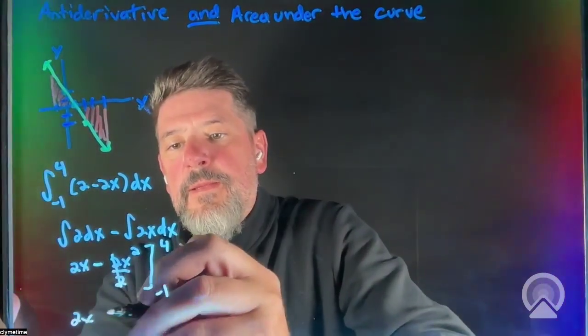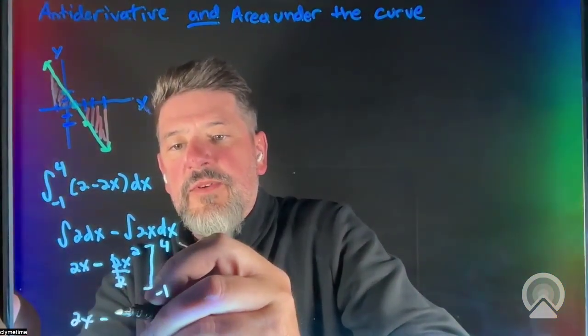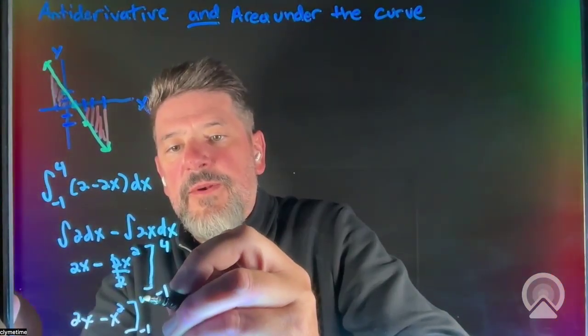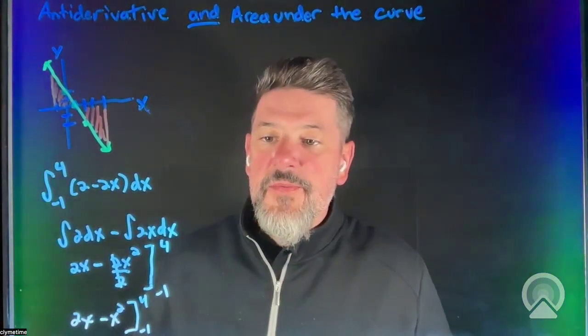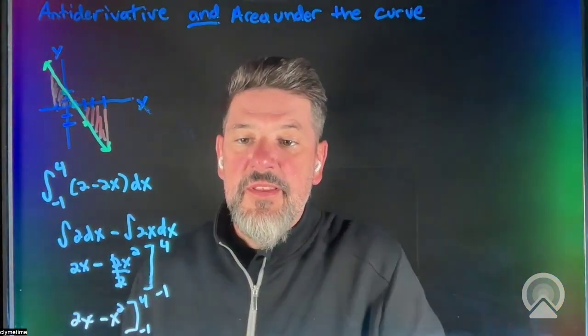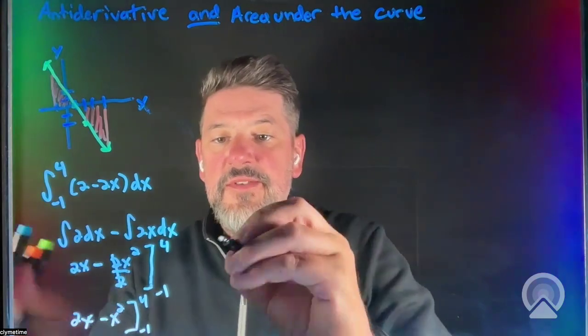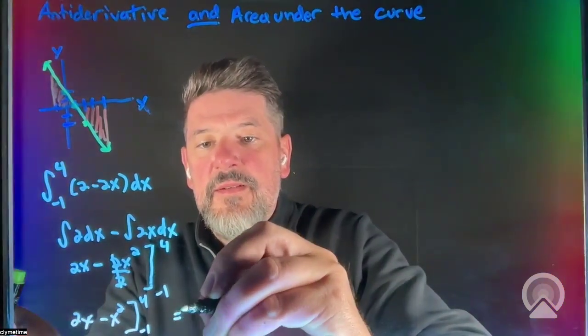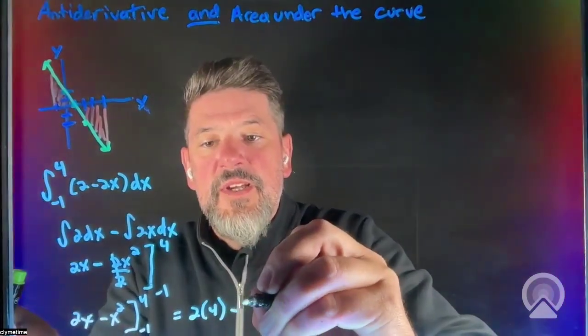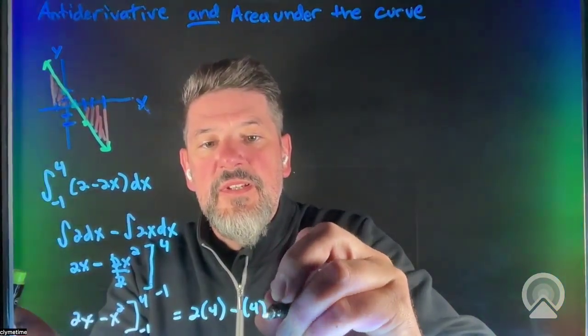2x minus x squared evaluated at -1 and 4. All right, so now the way we do this is we have to plug in the 4 and we have to plug in the -1. And so if I do that, I'm going to get 2 with a 4 plugged in minus x squared with a 4 plugged in.